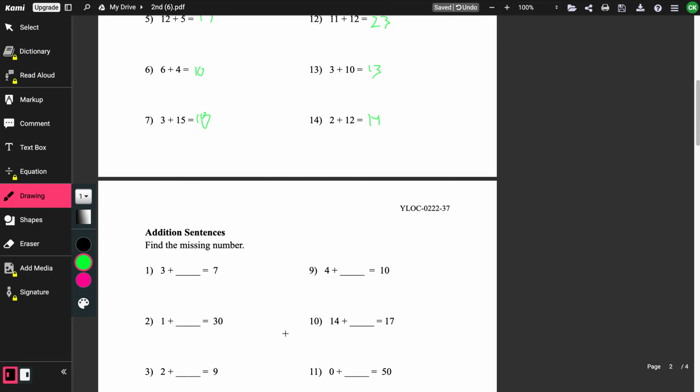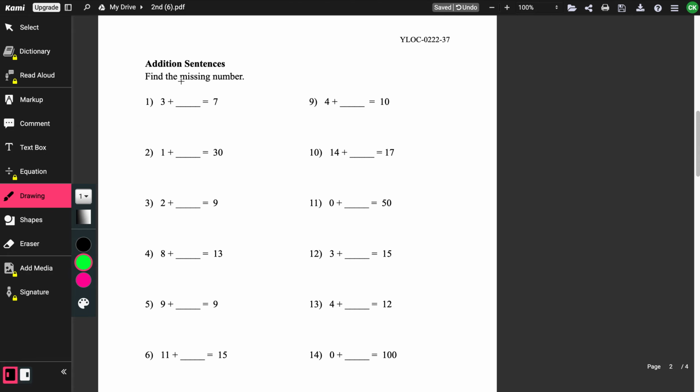Okay, moving on, let's do addition sentences. So find the missing number. For this one, you would do the opposite to find the missing number. So you would do 7 minus 3 because you need to figure out the empty number here, the empty space. So that's going to be 4. So for number 1, it would be 4.